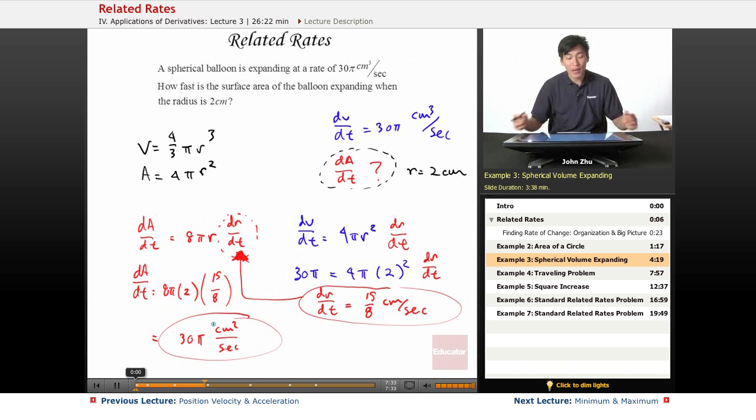So this example is almost the same as the last one, except we had to use another relationship, dV/dt, to solve for a component of dA/dt so we can find the final answer. Once again, being very organized and keeping a clear mind about the whole picture, the main idea, looking for the surface area change.